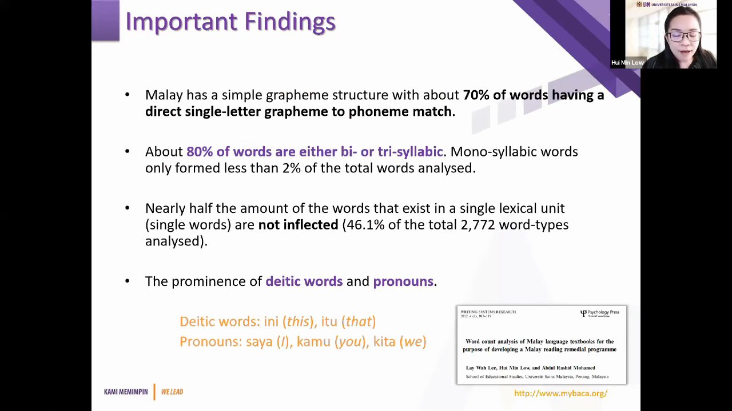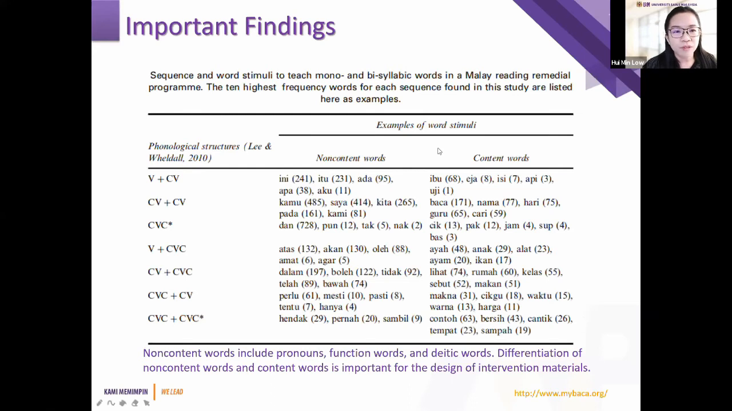So by having this information, we know that we can't actually focus on content words only, which was one of our initial plans, because we always assumed content words are easier to read and understand. But when we see the distribution patterns of the words, there are many non-content words in the text, which include the pronouns, the function words, and the deictic words.